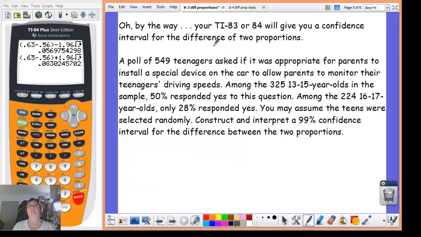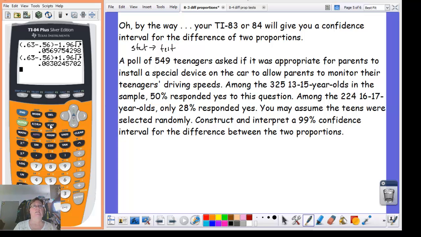Your TI-83 or 84 will give you a confidence interval for the difference of two proportions. That is, it's the stat key, in the test menu. You want a 2 sample, let's see, 2 samp p int. I think that's how it goes. Oh, there it is. It's 2 prop z int, and it is choice B.